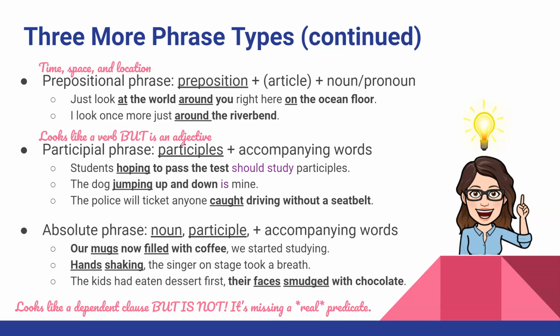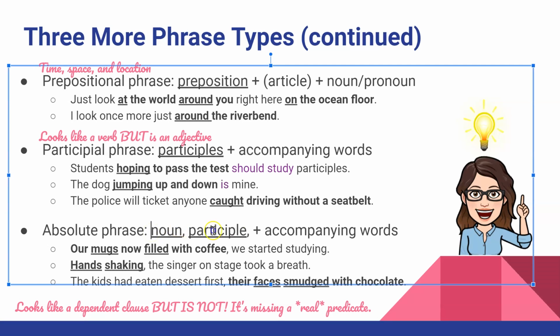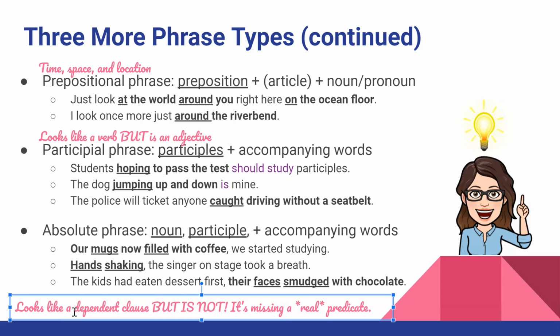Now, our last phrase type is an absolute phrase. This one also has a very specific formula or recipe that it has to have. Absolute phrases have a noun and a participle and whatever other words might go with them. Super important, guys. An absolute phrase is going to look like a dependent clause, but it's not. An absolute phrase is missing a real predicate or a real main verb. Let me show you what I mean.